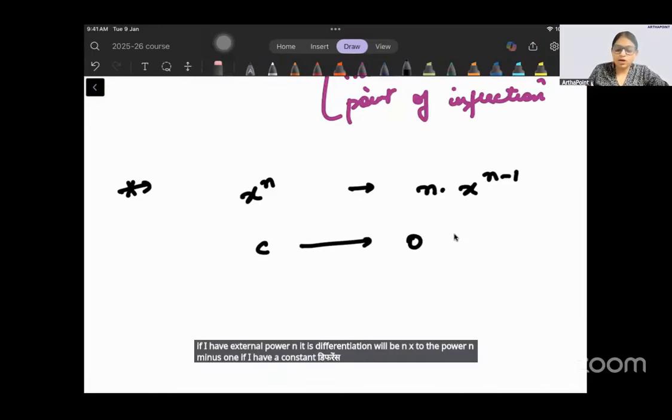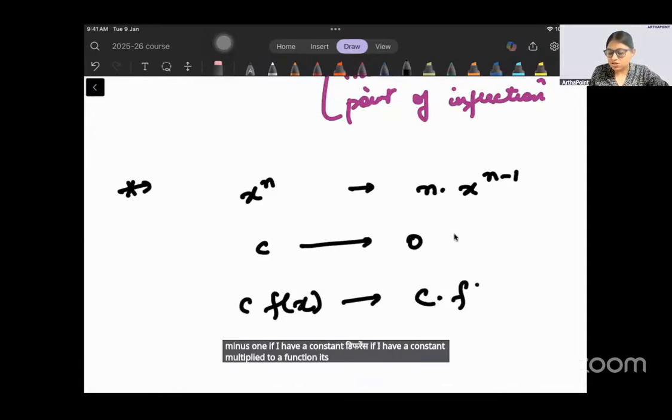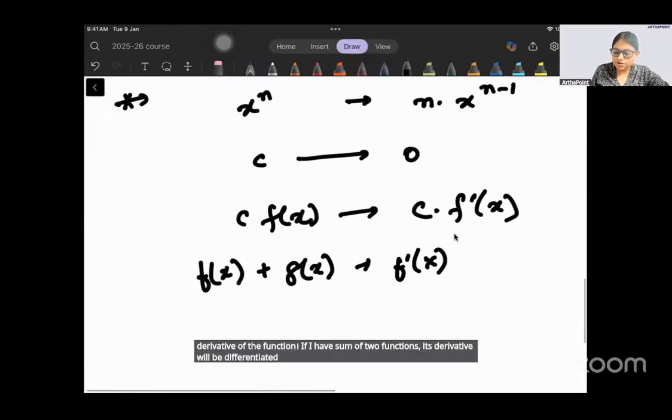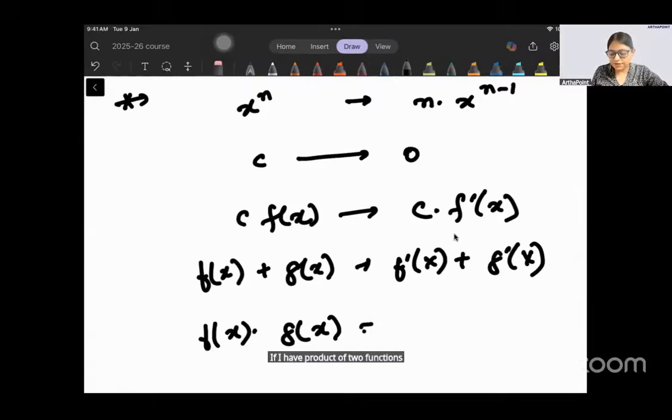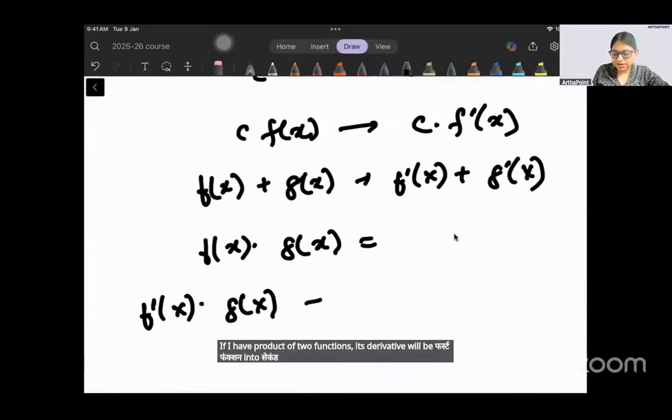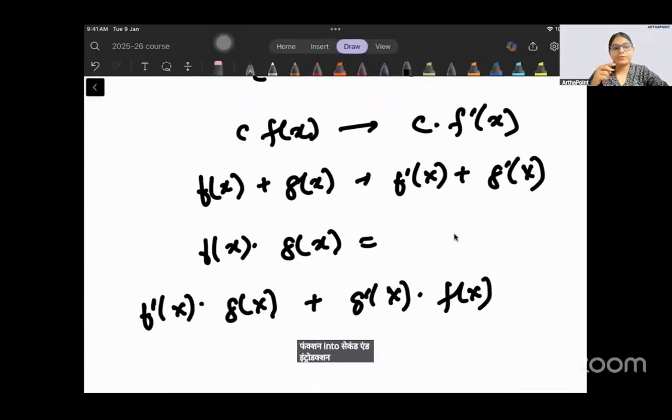If I have constant multiplied to a function, its differentiation will be constant into derivative of the function. If I have sum of two functions, its derivative will be differentiation of first plus differentiation of second. If I have product of two functions, its derivative will be first function into second as it is plus second function into first as it is, derivative.